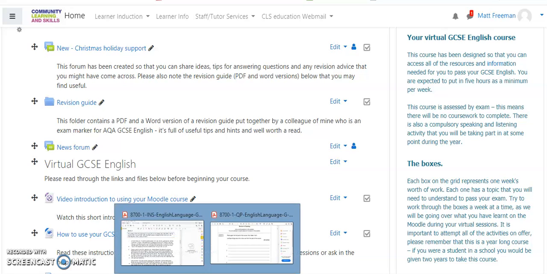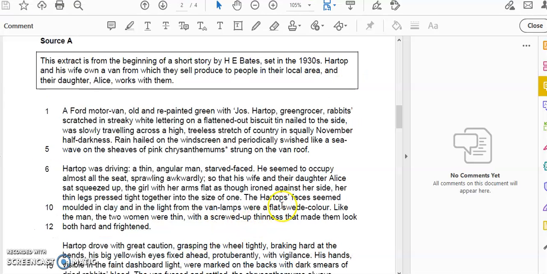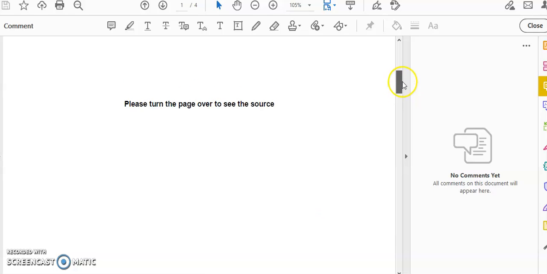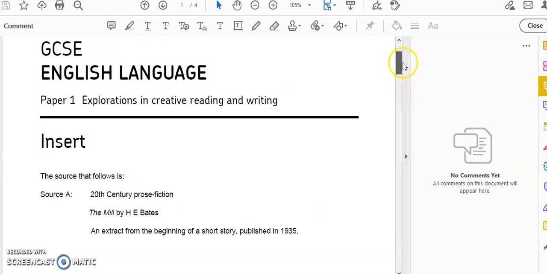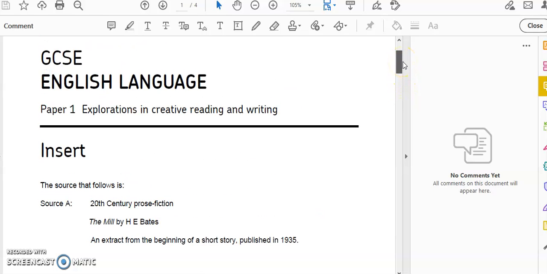So let's have a look at a practice paper then. So we're going to pick this one. And this was 2017, I think. And this is the paper that I'm sending out with today's email.